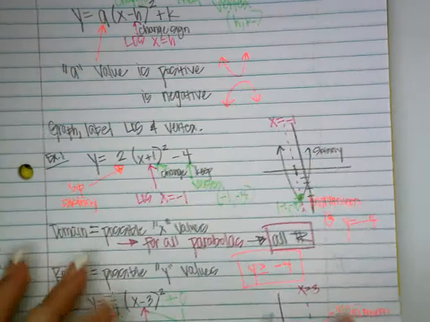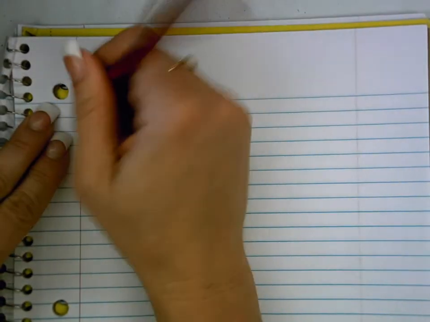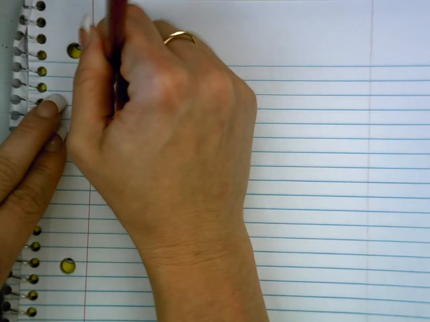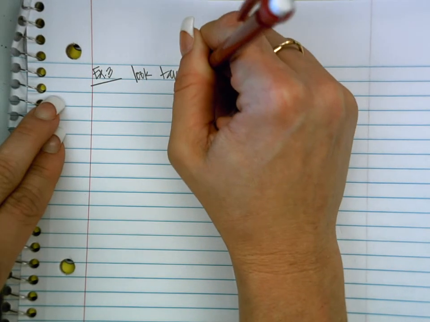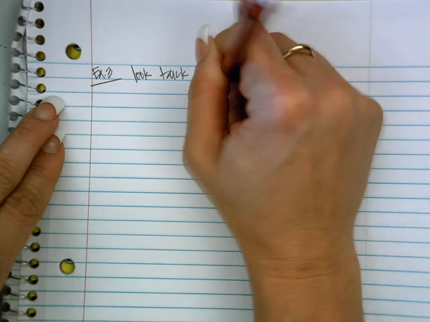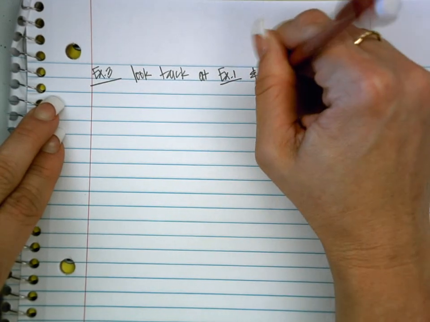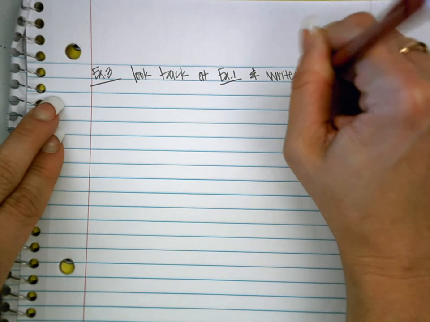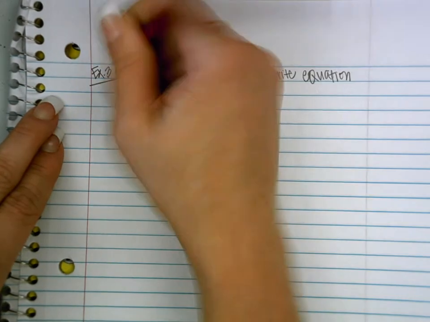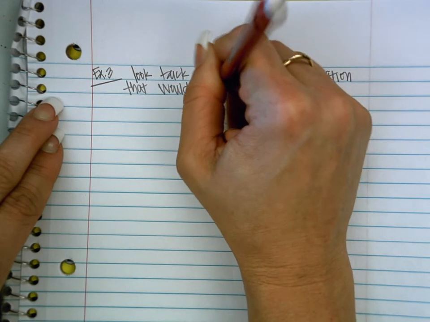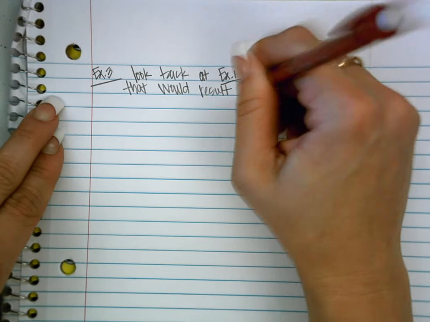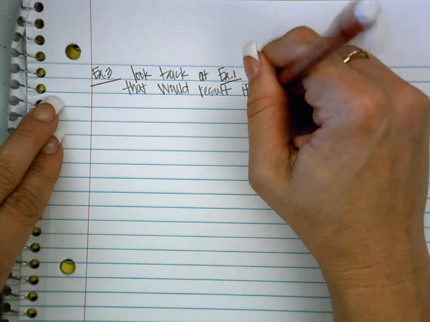Okay, I have two more for you guys and then we'll be done. Next thing we're going to look at is shifting things, shifting or moving parabolas. So for example number 3, I want you to look back at example number 1 and write the equation that would result if moved.